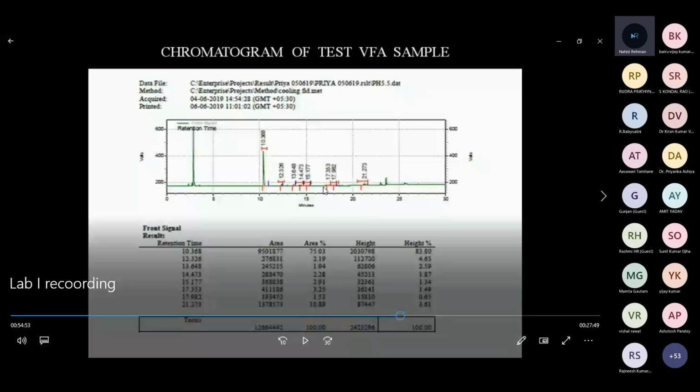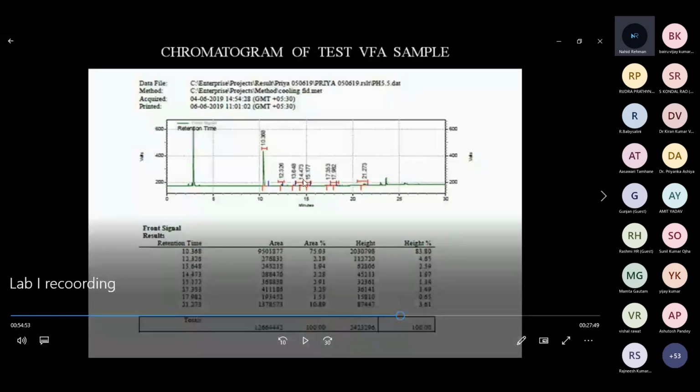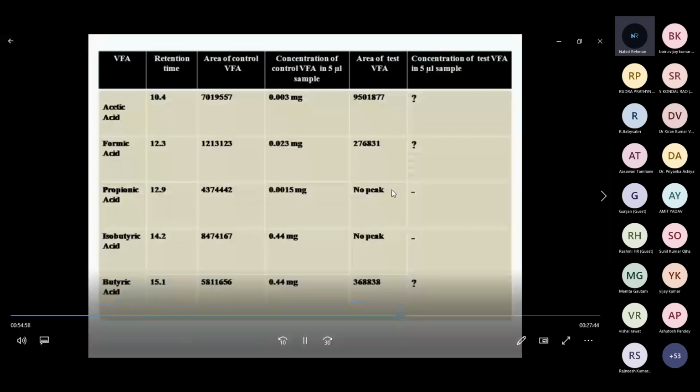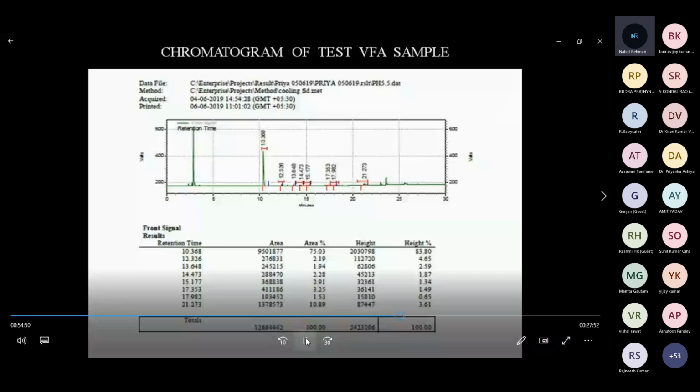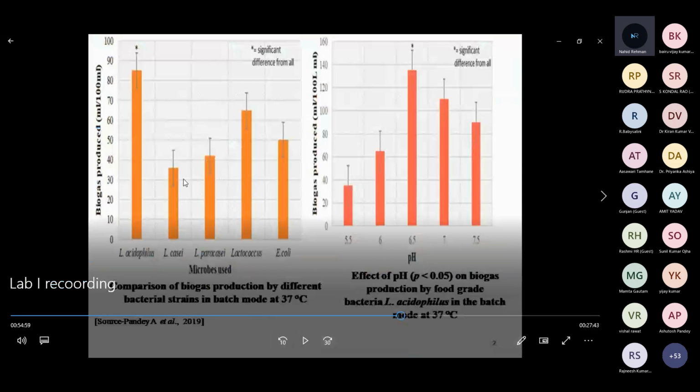So every peak is considered as specific, like this one is for acetic acid, this one is for formic acid, and I think this 13.6 is for butyric acid, and furthermore they are for isobutyric and valeric acid, which we are not getting in any of our experiments. So this is how the concentration of volatile fatty acid in your test sample is measured. So then it is calculated.